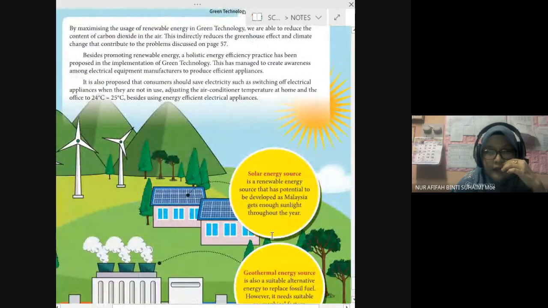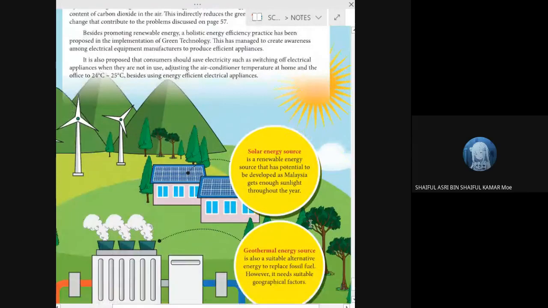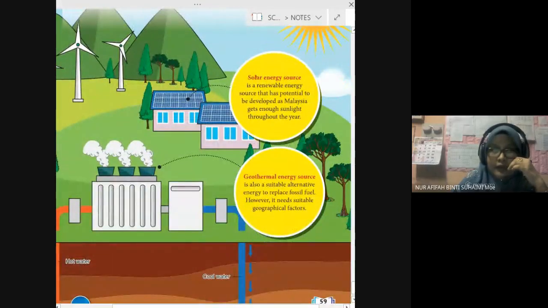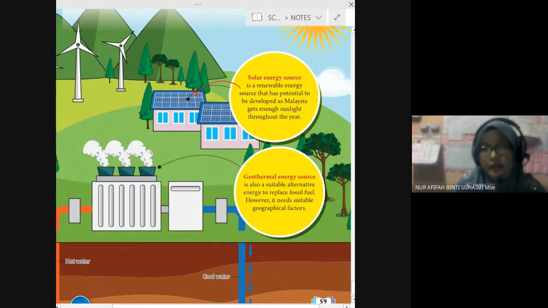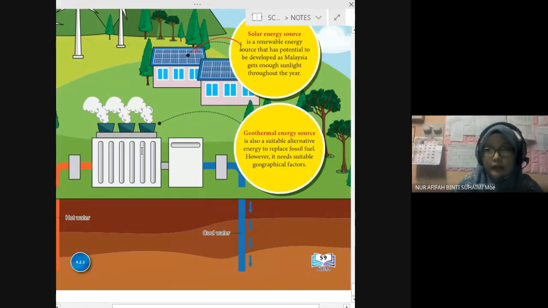Okay, other than that, number 3, we have solar energy source. Dah ada, dekat PJ dah ada. Kebanyakan rumah, we use solar panels that produce solar energy. Okay. This one in rainy season cannot use lah.